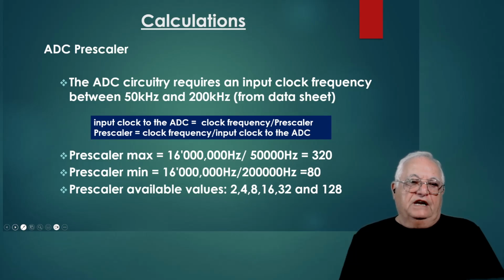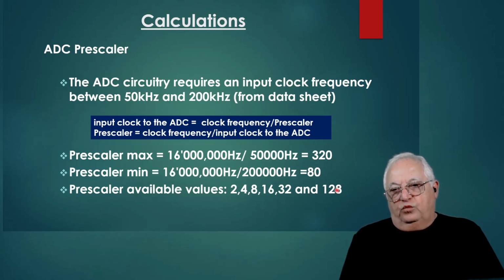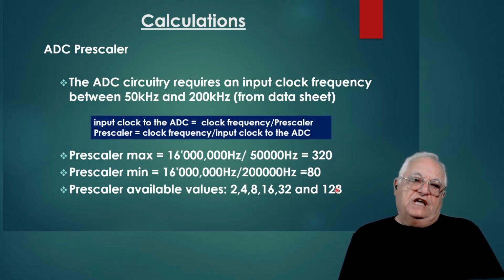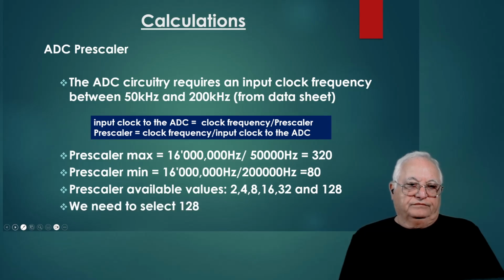Now the prescalers available are 2, 4, 8, 16, 32, 64, and 128. The only prescaler that is between 320 and 80 is 128, so that's the prescaler that we have to use for the analog to digital conversion. So we need to use the 128.